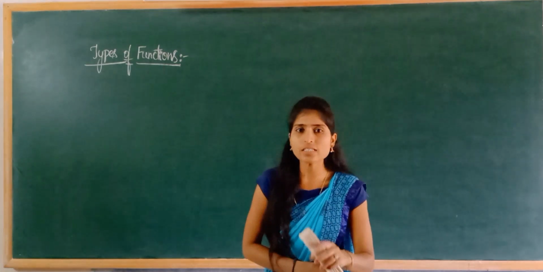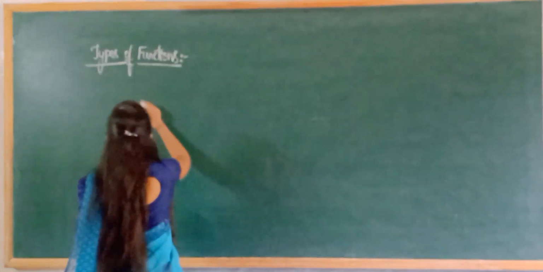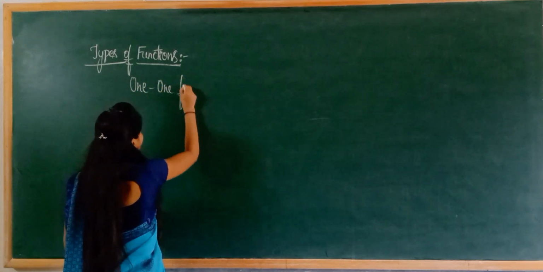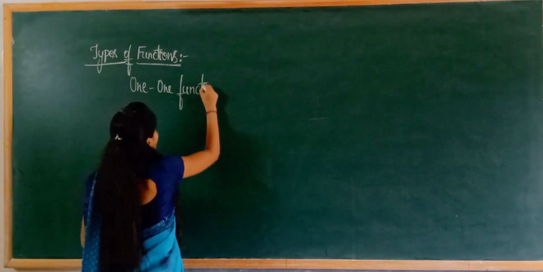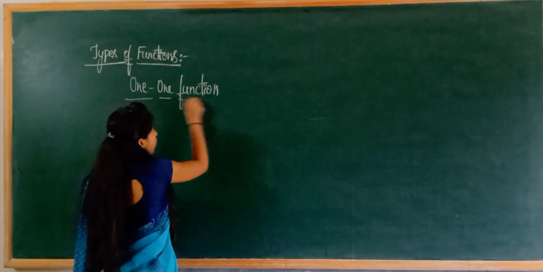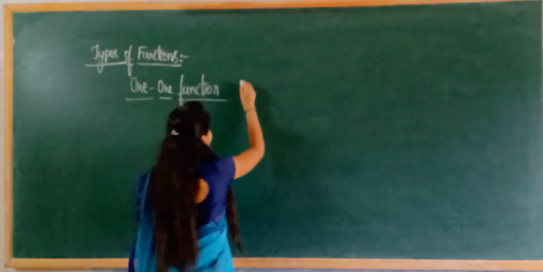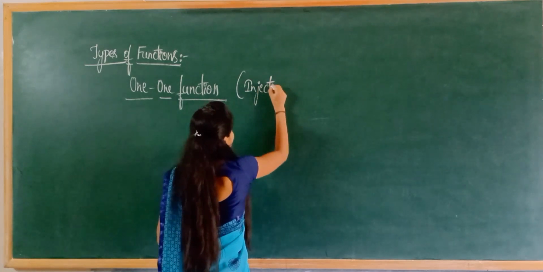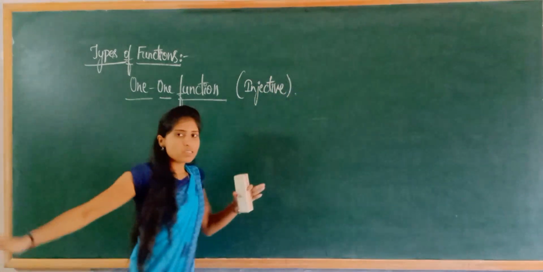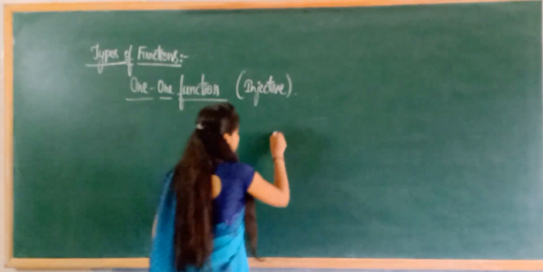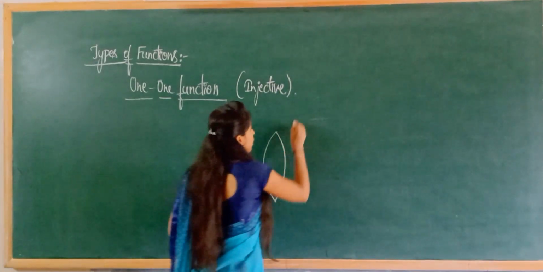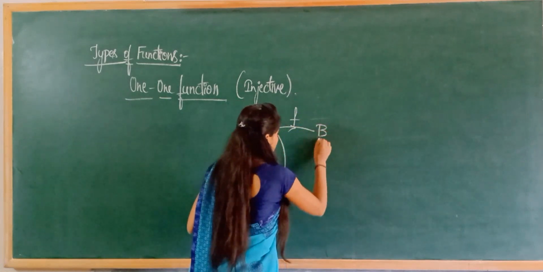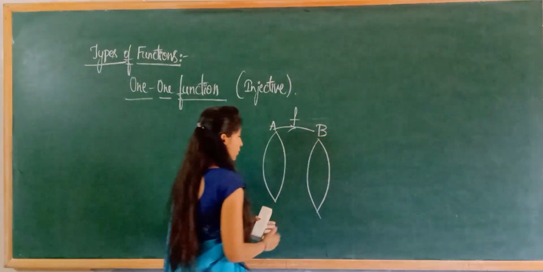First one is one-one function. For one-one function, we also call it as injective function. Okay, see here, in one-one function, suppose I have taken a function here from A to B, function f from A to B.